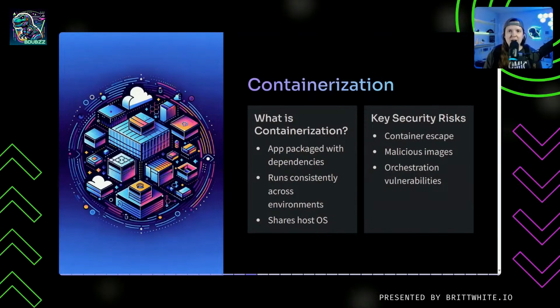Public images might hide malware. Misconfigurations leave gaps. And orchestration tools like Kubernetes, hackers love them if they're misconfigured. Here's the fix, scan those images like you're checking luggage for contraband. Isolate containers with namespaces and cgroups. Each gets its own bubble. Harden orchestration with strong authentication and network rules. Add runtime guards like AppArmor and monitor everything like a hawk. Containers are a game changer, but they need care to stay secure.